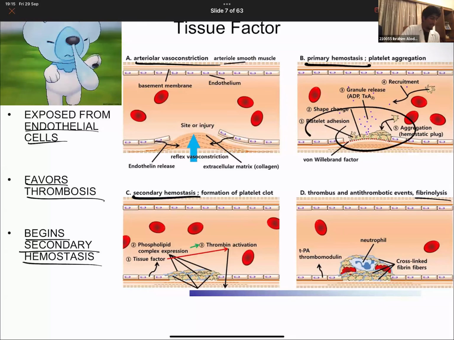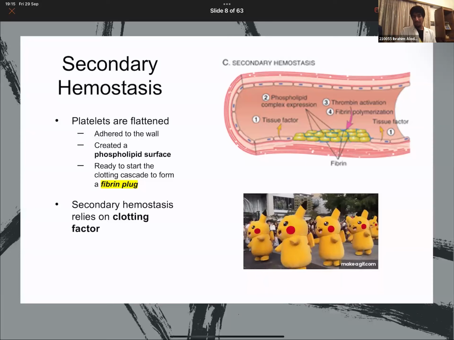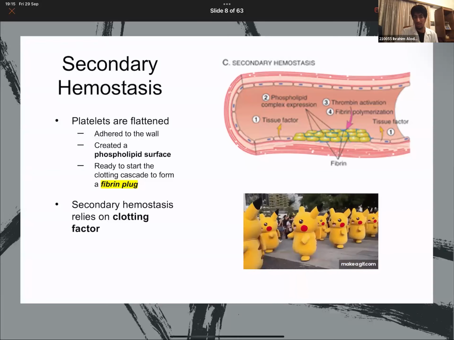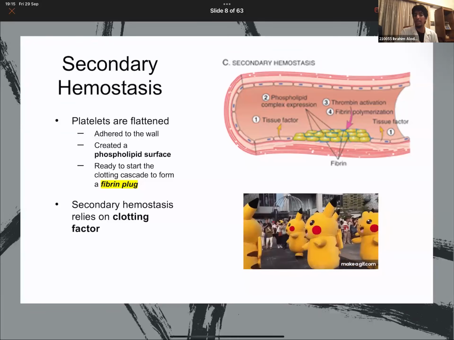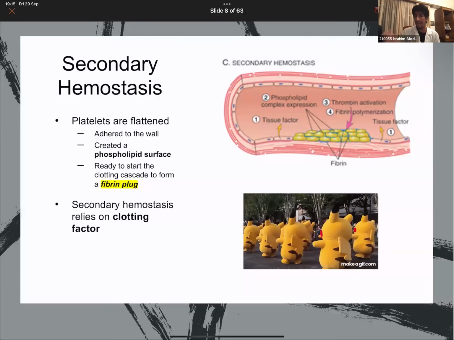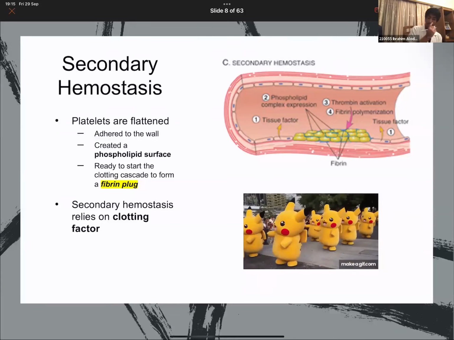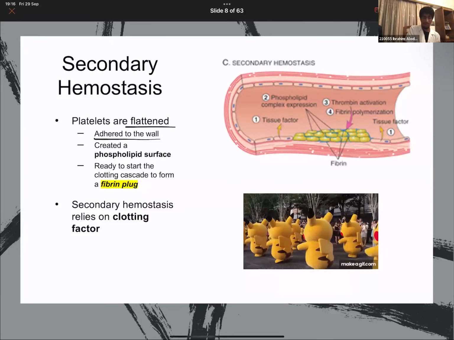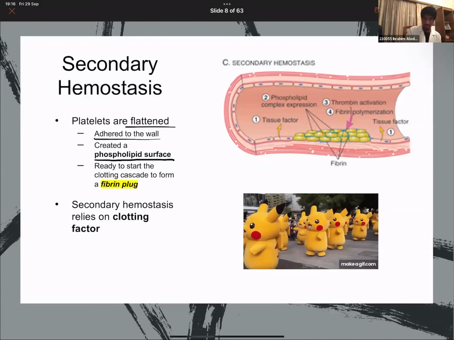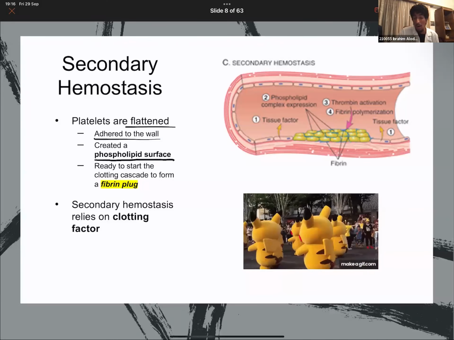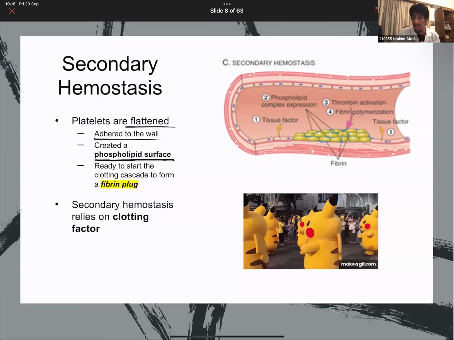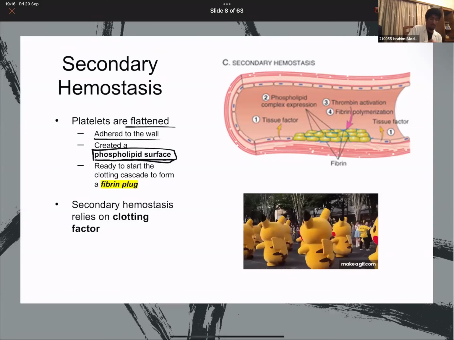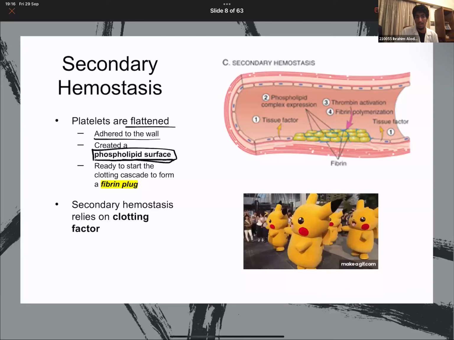Awesome. Moving on to the next thing. Here we go. Secondary hemostasis. So remember in primary hemostasis, when I told you guys that the platelets flatten and they change their shape and they aggregate together to form that plug. In primary hemostasis, those platelets were flattened, they're adhered to the wall. They create something called a phospholipid surface, all right? And really all that means is that the platelets are creating a surface that is appropriate for secondary hemostasis, because secondary hemostasis requires a phospholipid surface in order to begin.